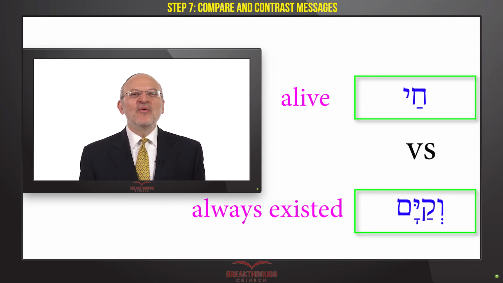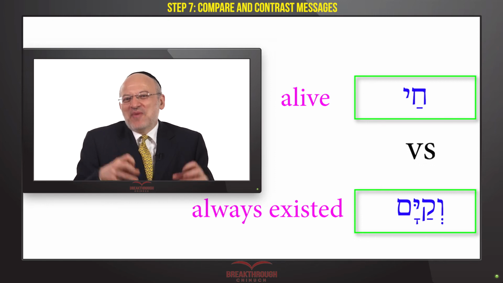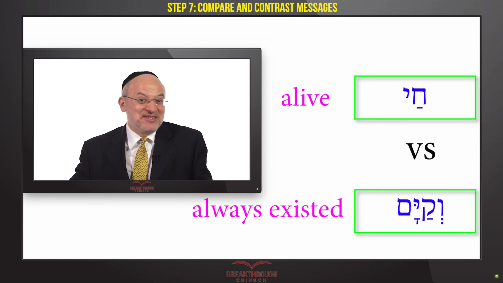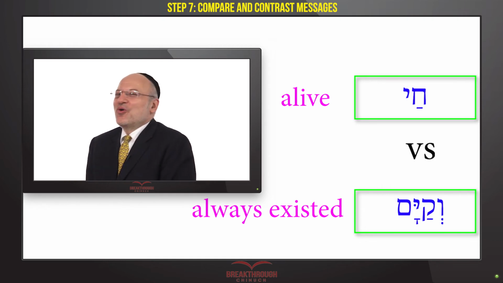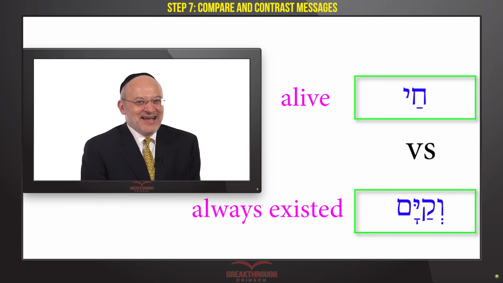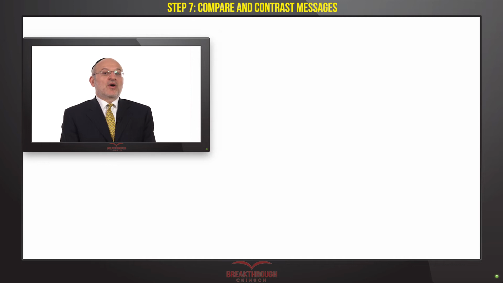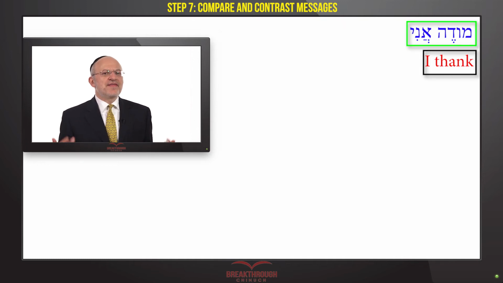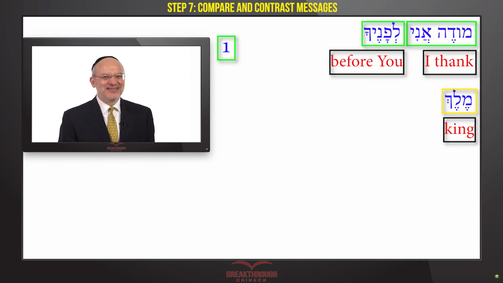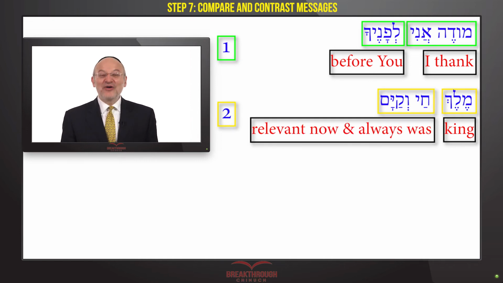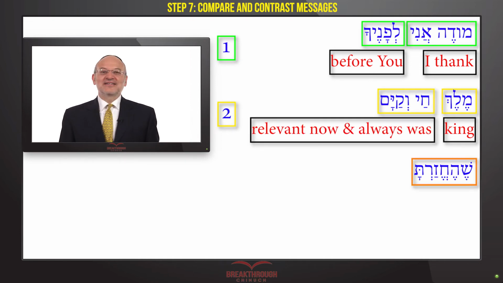HaKadosh Baruch Hu always existed. It's not just every single moment now. It's in the past and into the future. Oh, and Kayam means that you have always been this way, in control. Oh, so what we're saying is, I thank before you, the king who's always in control, who's relevant now and always was. Shechazarta. Now I'm getting to line number 3.